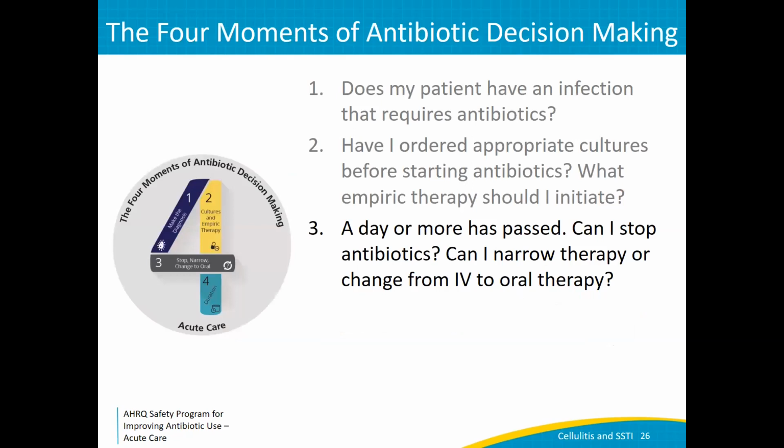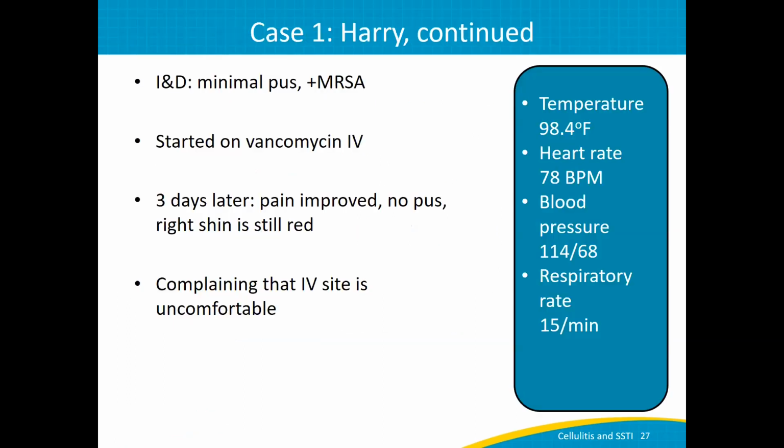So moving on to decision point number 3, when can we stop antibiotics? When can we narrow therapy and switch from IV to PO? So with Harry, you do try to drain out some of the pus from his leg. You don't get very much, but enough to send for a culture, which does end up growing MRSA. Because his cellulitis looked pretty bad, you were worried, and so you decided to go ahead and start him on vancomycin. When you go to see him again 3 days later, he says his pain is much better, and there's no pus draining from that cut anymore, but you do see that his right shin still looks fairly red.